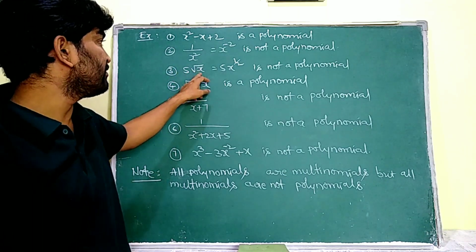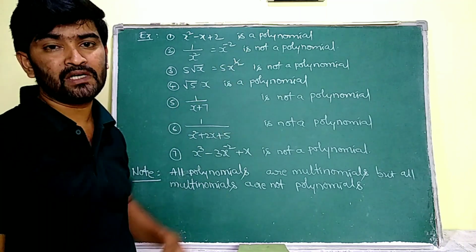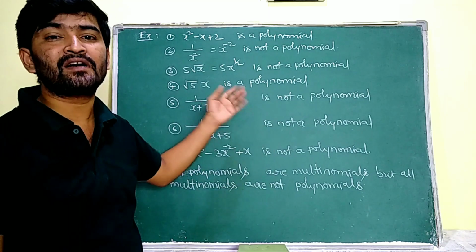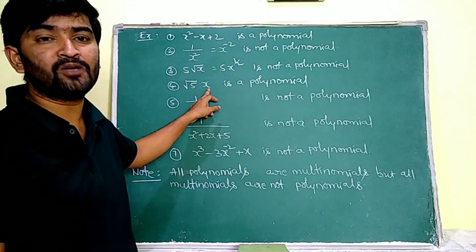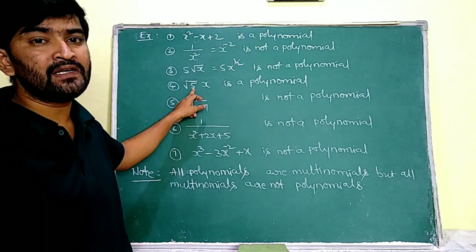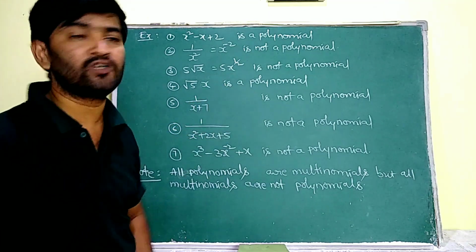Coming to this, 5 into root x. 5 into root x can be expressed as 5 into x to the power of 1 by 2. Here see, the variable x has a fractional power. So it is not a polynomial. Now root 5 into x. Yes, it is a polynomial because the root is only for the constant. Okay, so the variable has its positive power only. So it is a polynomial.